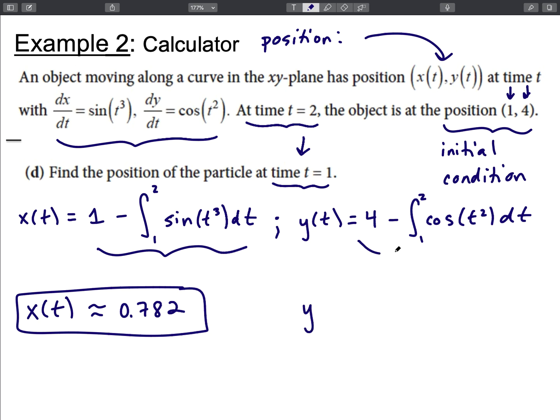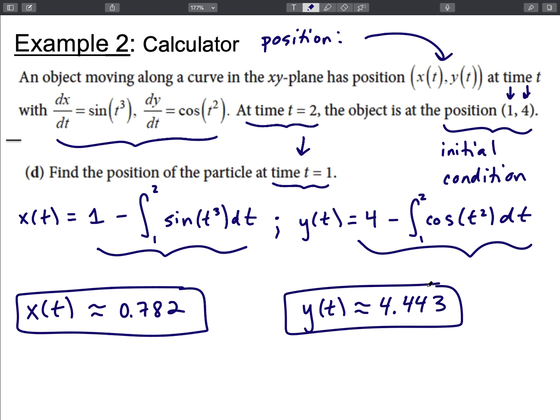So we can also take this into the graphing calculator. I'll give you a second to do it if you want to pause. And then on my calculator, I got 4.443. So in this case, it very much resembles what we did in example number 1. And that was kind of the reason why I wanted to do it in example number one, just to give you an idea of what both situations look like.